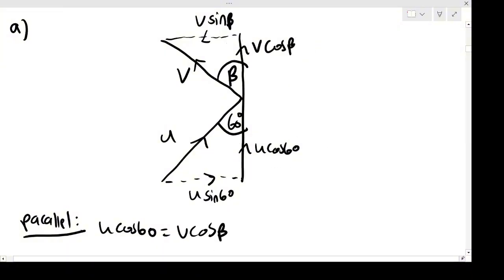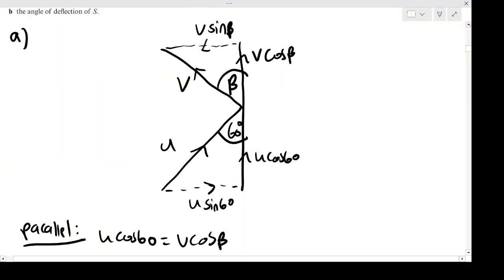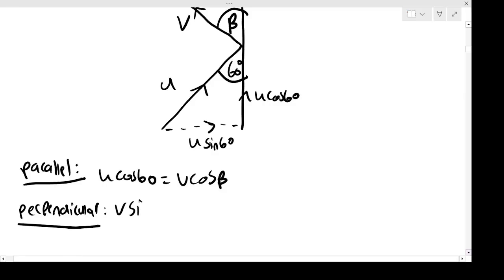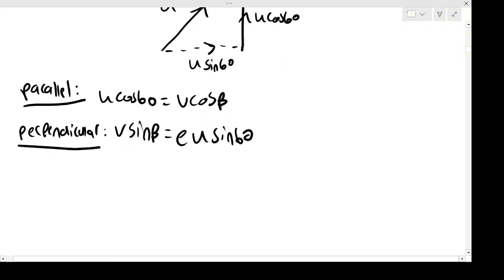Then I can also say the same for the perpendicular part, but then we need to factor in e as well. So perpendicular, well, v sine beta, okay, is going to be e lots of the original speed, u sine 60. So u sine 60 here, and there we are. So if I just simplify these equations now, at this point it's just algebra, right? So we've got the two equations, okay, there we are.